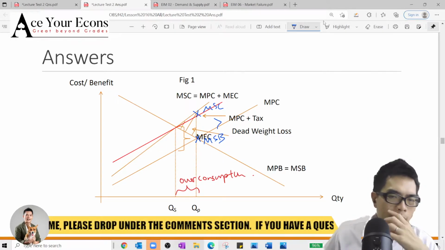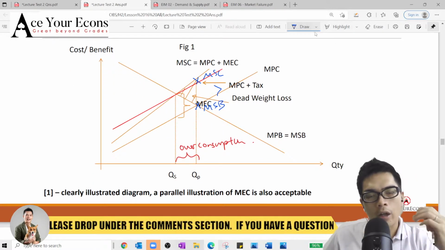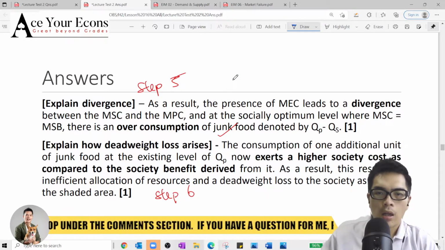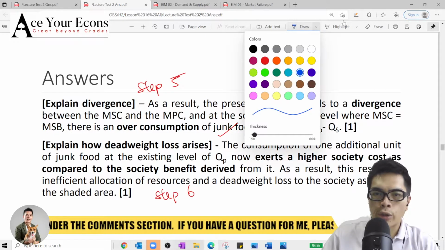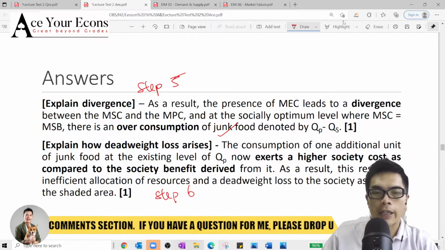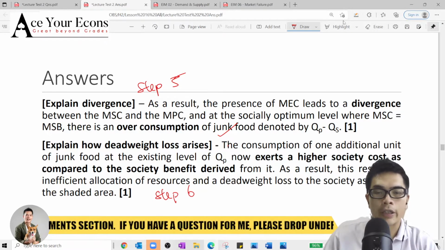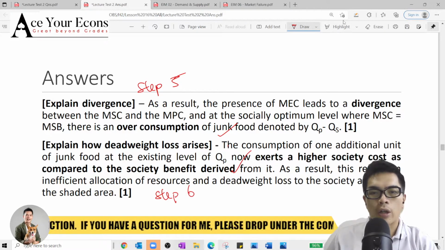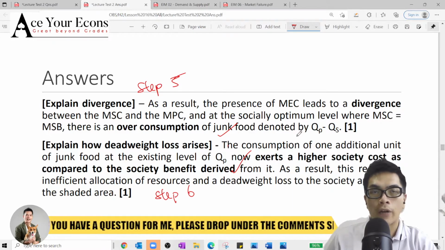So what does it tell you? It simply tells you that when you're consuming at QP where MSC exceeds MSB, when you consume an additional unit of junk food, society now incurs a higher cost as compared to the benefit it derives. Therefore there is an inefficient allocation of resources and a deadweight loss. This is the key phrase that I'm looking out for in step 6.